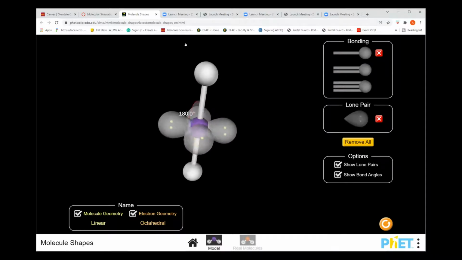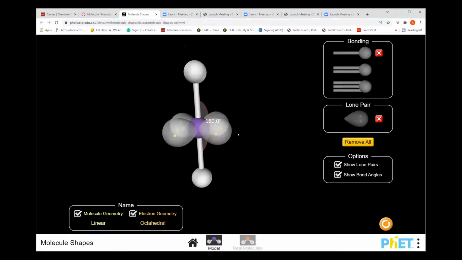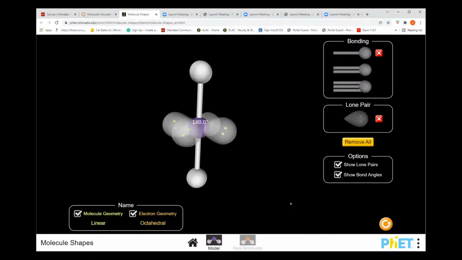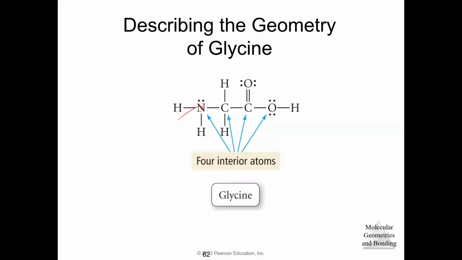What do you have here? Obviously, you have linear here, you see? This is linear. And electron geometry still would be octahedral. So what do you think, guys? Do you think you learn it like that or no? Yeah, that's really helpful. That's where we were, right?